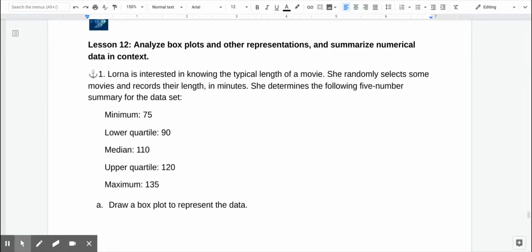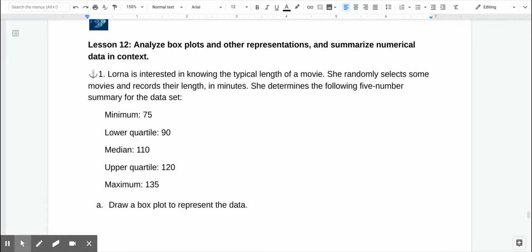Math Fishtank, Unit 8, Lesson 12. Here we're going to take a look at some anchor problems that ask us to analyze data represented in both numerical and box plot form.